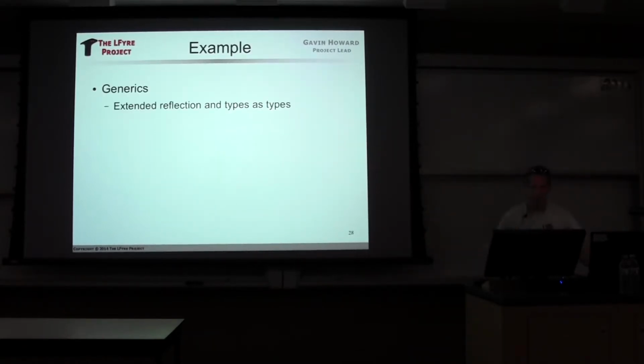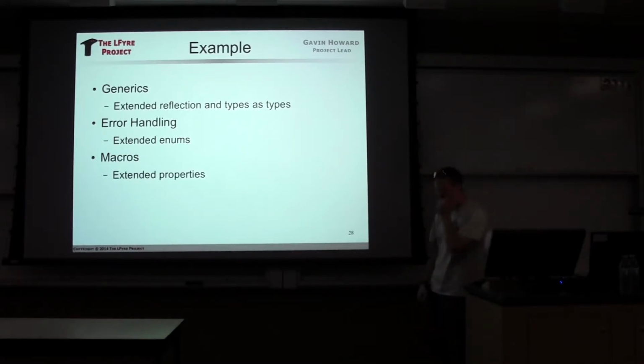So in this case, generics, I extended reflection and promoted types to actually be first-class types, which I've heard ML does, but I'm not sure. Error handling, I had to extend enums. Macros, I extended properties.